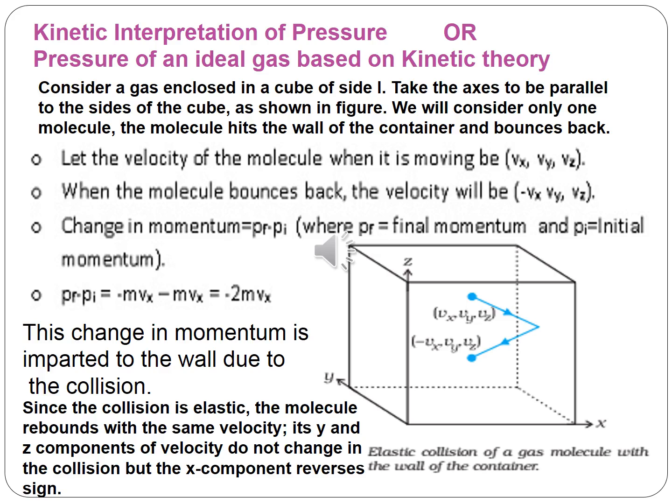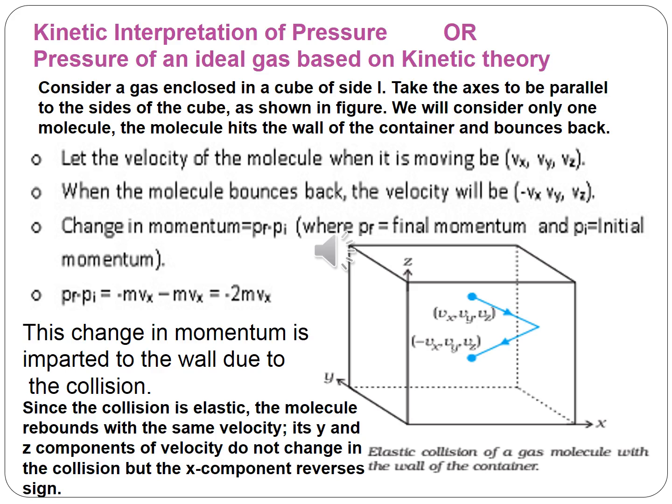Consider a gas enclosed in a cube of side L. Take the axes to be parallel to the sides of the cube as shown in the figure. Also, we have considered only one molecule which is going to hit the wall of the container and bounce back. Let the velocity of the molecule when it is moving be Vx, Vy and Vz.